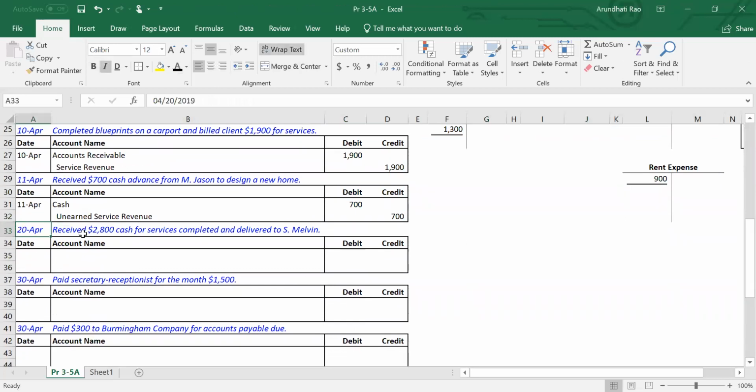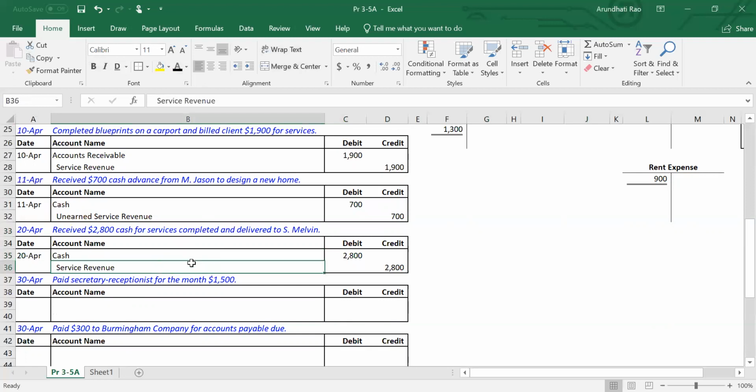April 20th, I received $2,800 in cash for services completed and delivered. So I did some work for a client and they paid me the money. Unlike a previous situation where I sent the bill and I will get the money in the future, this was a cash transaction. I did the work, they gave me the money. So April 20th, cash debit, accounts receivable, sorry, service revenue credit. I already got the money for the work that I did. So cash debit, service revenue credit.